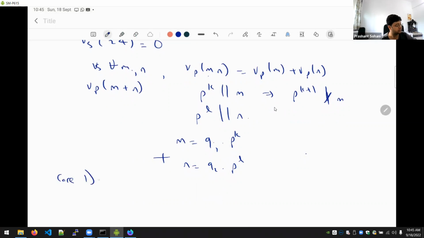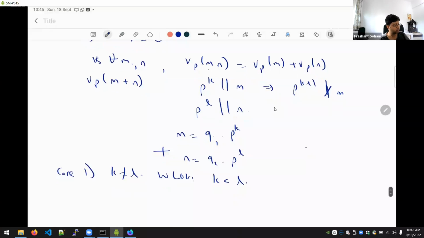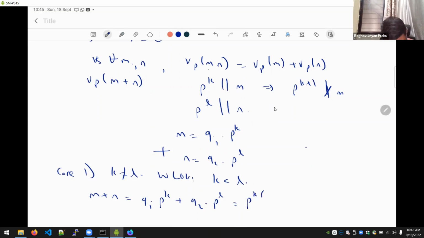Case one, that k and l are not equal. Let's say without loss of generality that k is less than l. So what will happen in this case? m plus n is q1 p raised to k plus q2 p raised to l. What can we take common? p to the k, right? So p to the k times (q1 plus q2 times p raised to l minus k).